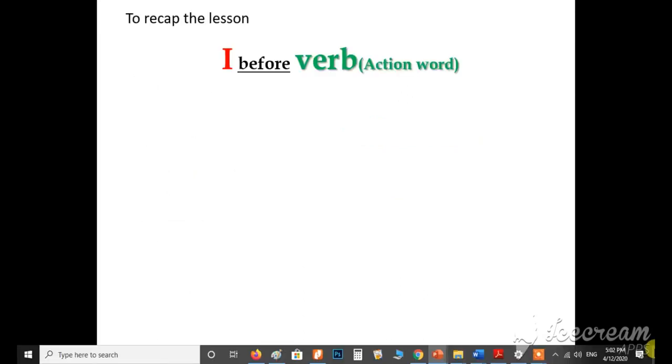Before I go, I want to recap the lesson one more time with you. I comes before the verb or the action word. The pronoun I comes before the verb or the action word. For example, I ate my dinner. I comes before the action word.